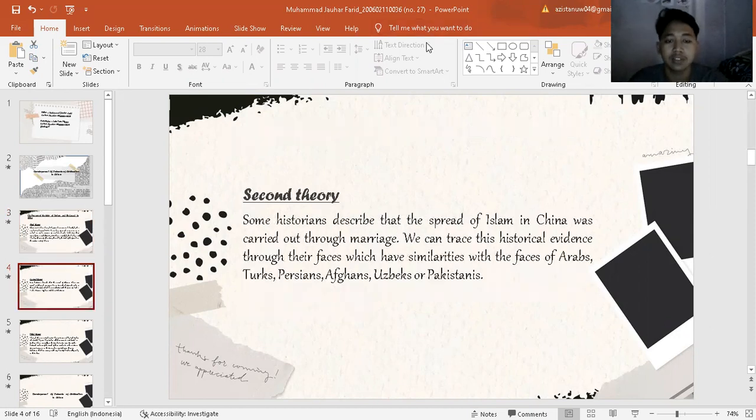Second theory. Some historians describe that the spread of Islam in China was carried out through marriage. We can trace this historical evidence through their faces, which have similarities with the faces of Arabs, Turks, Persians, Afghans, Uzbeks, or Pakistanis.